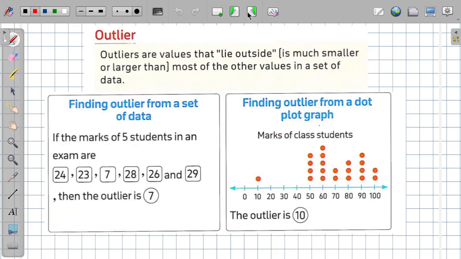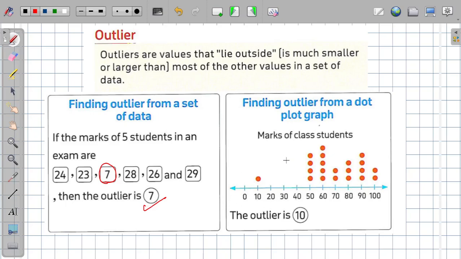The second part is about the meaning of an outlier. Outliers are values that lie outside, much smaller than or much greater than most of the other values in a set of data. For example, I have 24, 23, 7, 28, 26, 29. I think 7 is different from most of the values here, because 24, 23, 28, 26, 29 are all in the 20s. So 7 is much smaller than the other values, and I can call it the outlier of the data set. So the outlier here is 7.